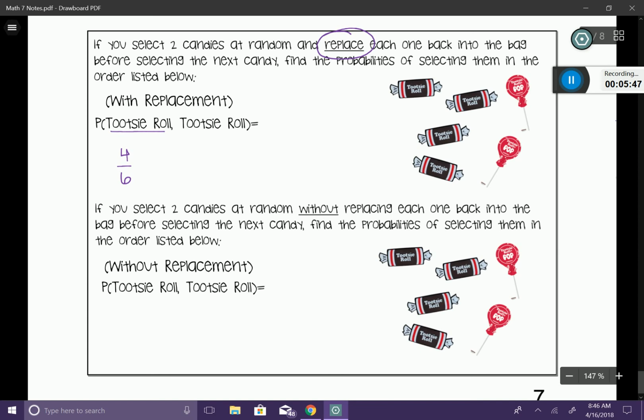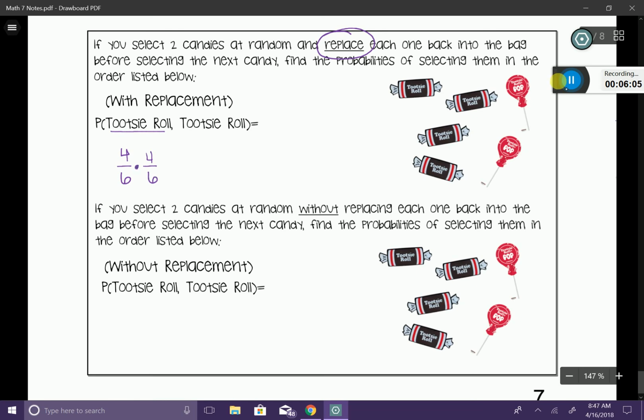Now, let's say that I pull out a Tootsie Roll and I look at it and I don't want to eat it, so I put it back in the bag. Now what are the chances of me pulling another Tootsie Roll? Well, it's still going to be 4 out of 6. So I'm going to go ahead and multiply them.